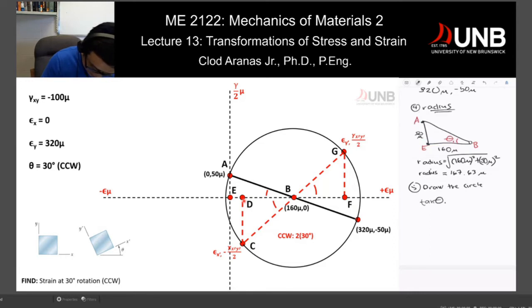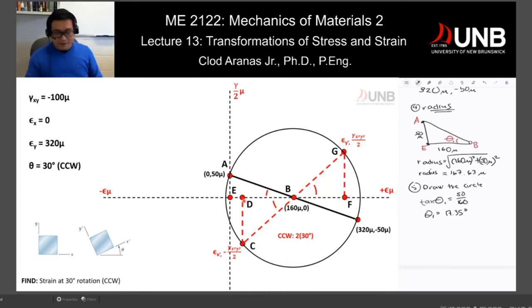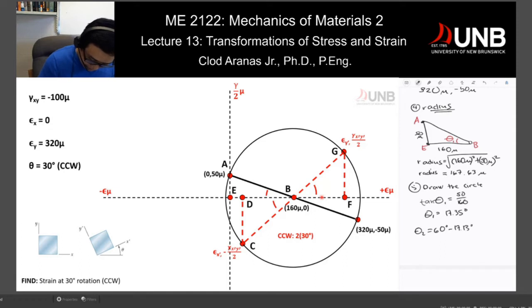Tangent theta sub 1 is equal to, let's remove the mu for now, because they will cancel out anyway. That would be equal to 17.35 degrees, which means if that's 17.35, this angle right here, I'll call it theta sub 2 for now, would be 60 degrees minus 17.35. I'm talking about this angle for theta sub 2, and that angle would be 42.65.